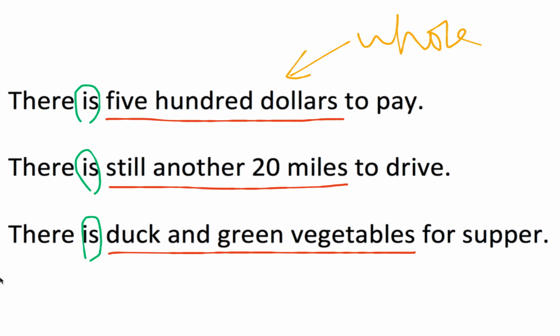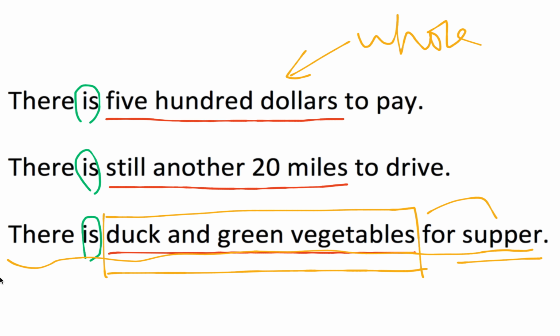So for example, in this case, for supper we need both duck and green vegetables as a whole for supper.